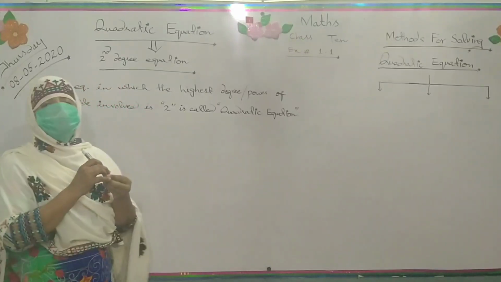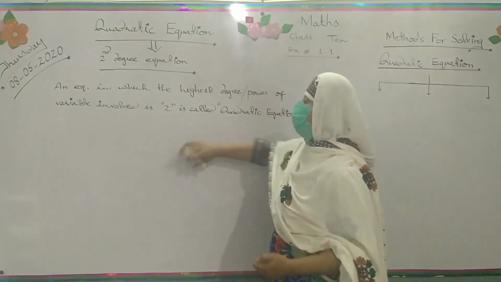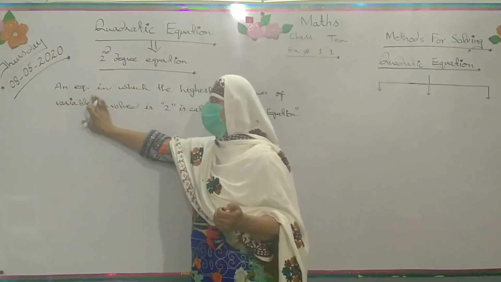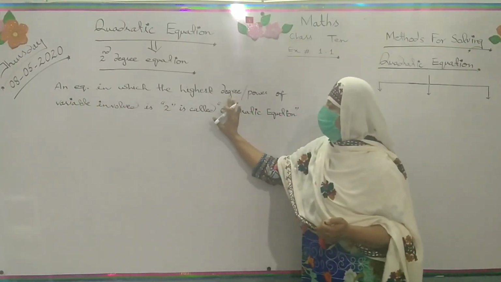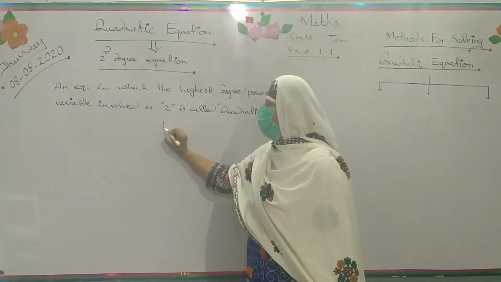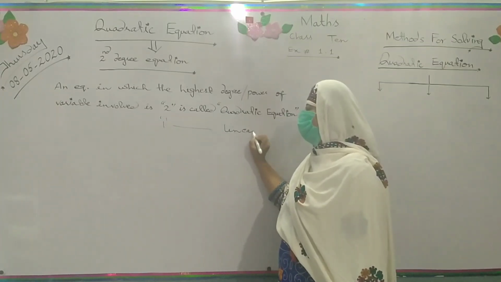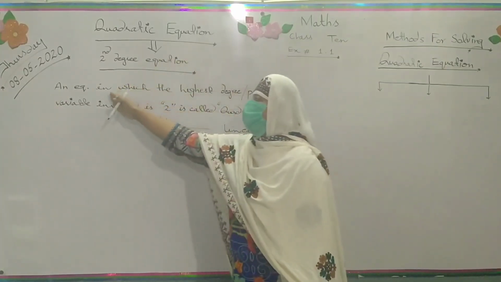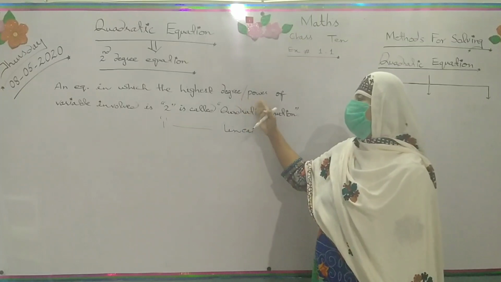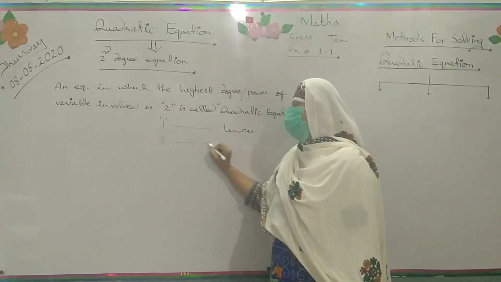On the same pattern, students, we have learned about linear equation. On the same pattern, you can devise that an equation in which the highest power or degree of variable involved is 1 is called linear equation. Similarly, an equation in which the highest power of variable involved is 3 is called cubic equation.